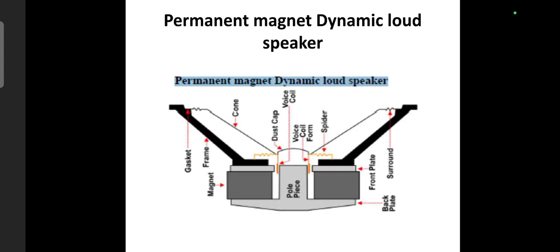So next is the permanent magnet dynamic loudspeaker. Unlike older electromagnetic speakers, this design uses a permanent magnet to generate a constant magnetic field. The voice coil moves inside this magnetic field whenever an audio signal is applied. Because permanent magnets do not require external power, these speakers are more efficient, lighter, and less expensive. Today, almost every speaker used in televisions, computers, mobile phones, Bluetooth speakers, and home theater systems is based on this principle.